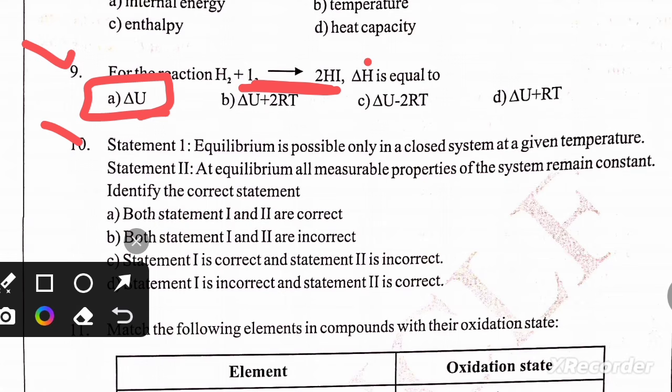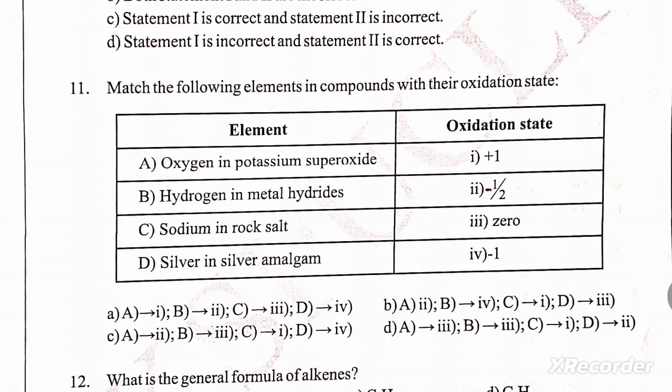10th question, statement 1: equilibrium is possible only in a closed system at a given temperature. That's right. Statement 2: at equilibrium all measurable properties of the system remain constant. So this statement is also correct. So both statement 1 and 2 are correct.